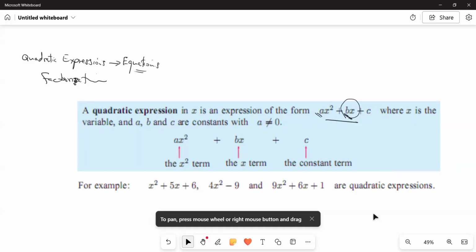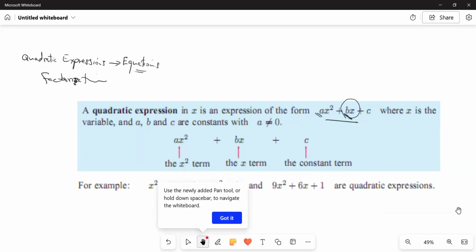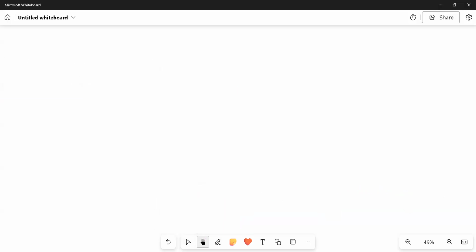Let me just move it aside. So if you have an expression like this, right? Excuse me, sir. Please put back the slide. You want it back? Okay.